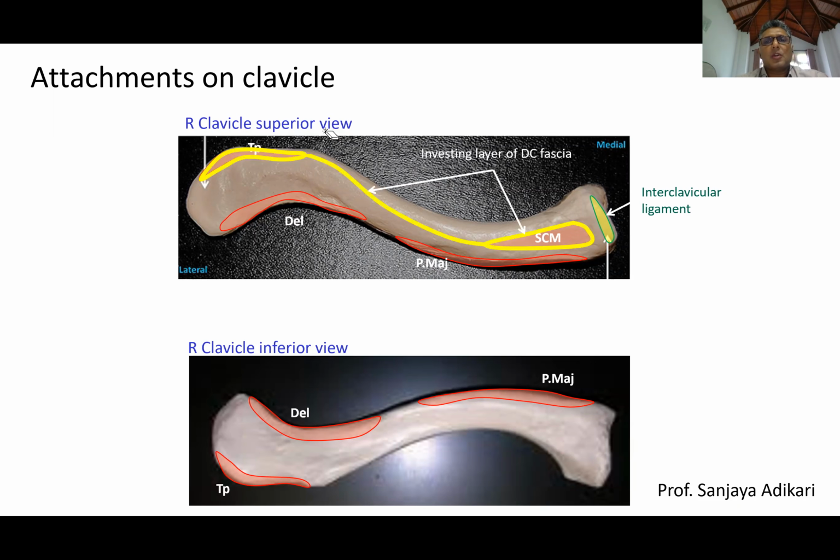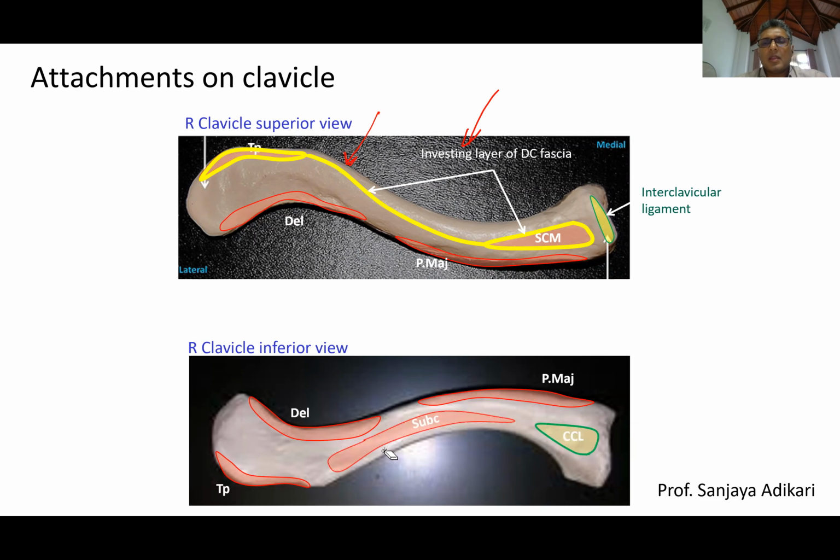Then between the sternocleidomastoid and the trapezius, enclosing the two muscles, you get the investing layer of deep cervical fascia, which you will learn when you do the neck. So in between the two muscles, it is attached to the smooth superior surface. Then on the inferior surface, you have the subclavius muscle attached between the clavicle and the first rib.